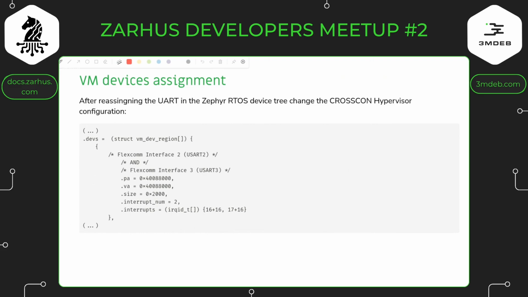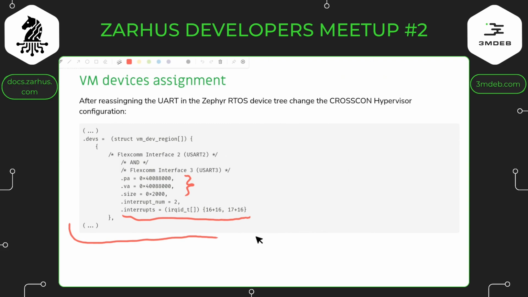Here is the assignment inside the CROSSCON Hypervisor device tree. As you can see, we have here two devices, two UARTs. As I said, one is for console, for logs, and the other is for the Wi-Fi module. The same here: the physical address and virtual addresses are the same. Interrupts, you will have to go the hard way and check the interrupts in the MCU vendor documentation.